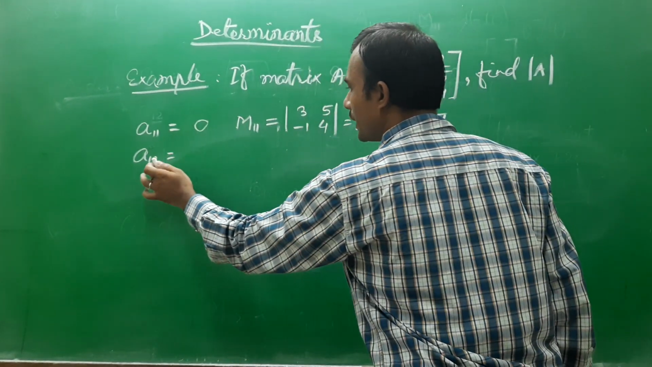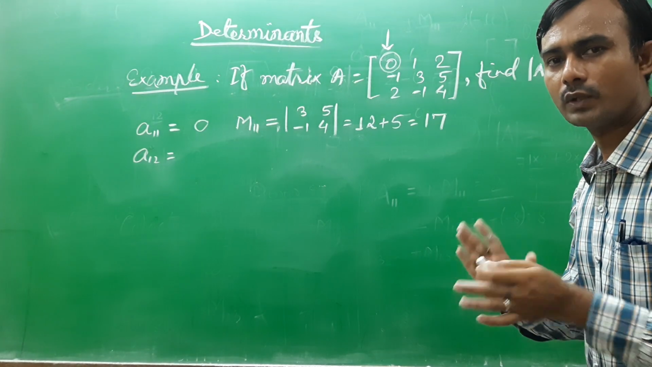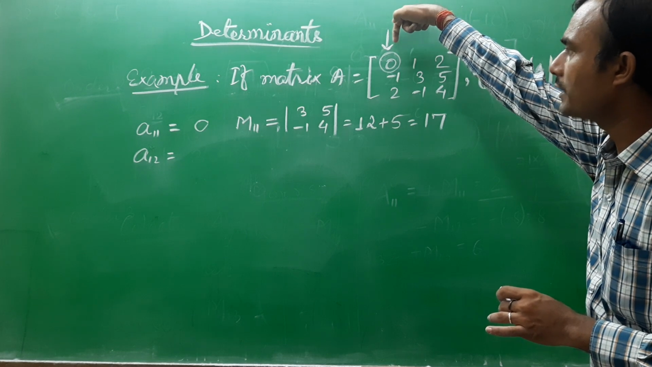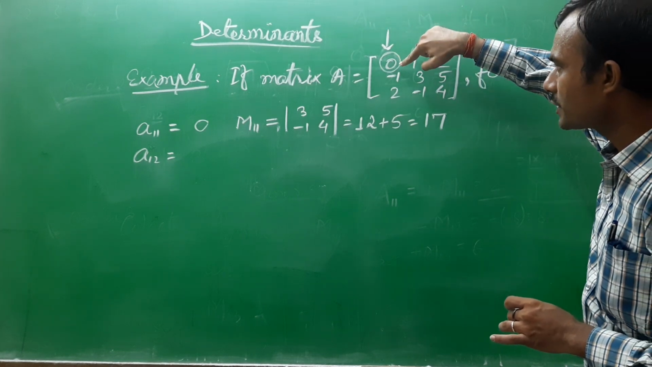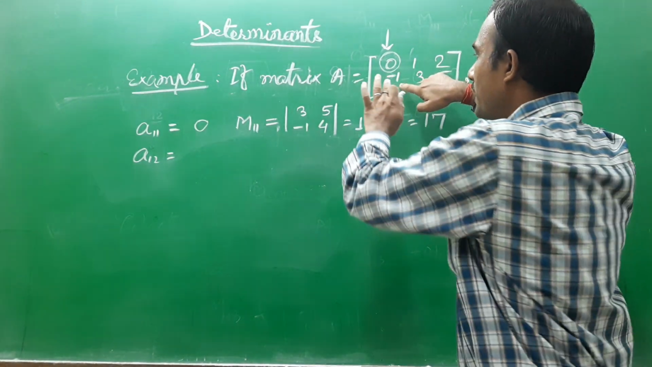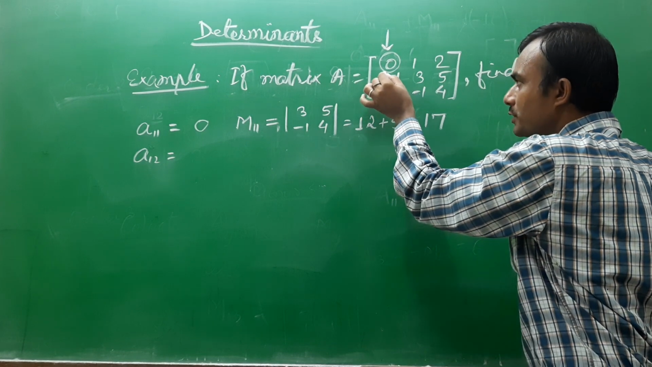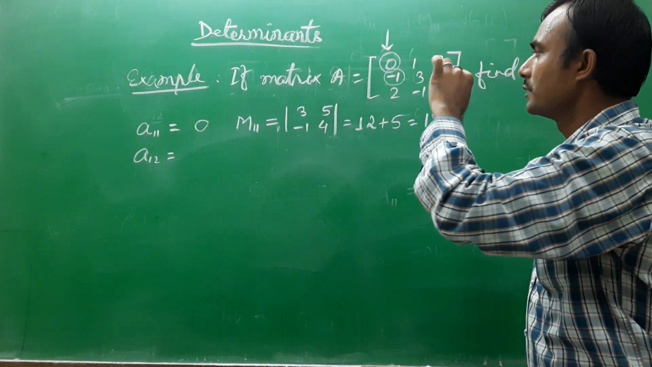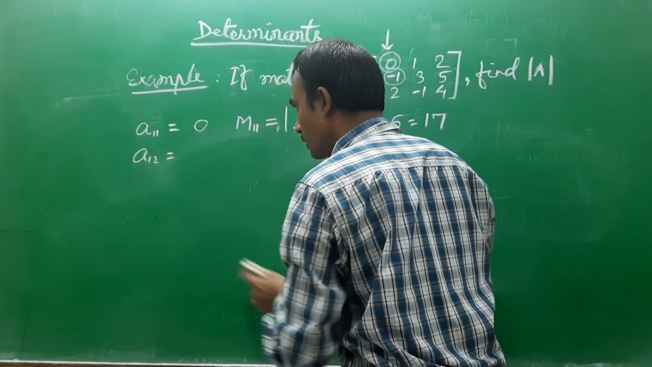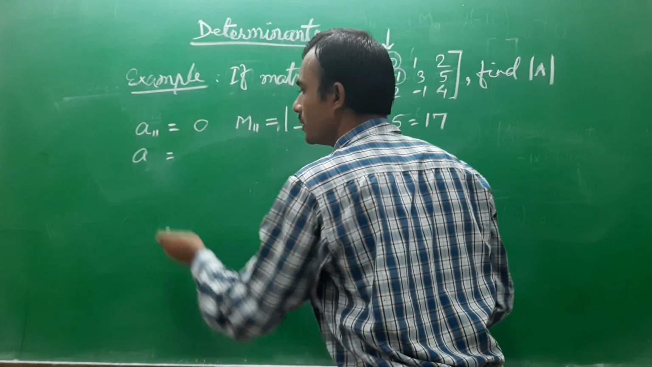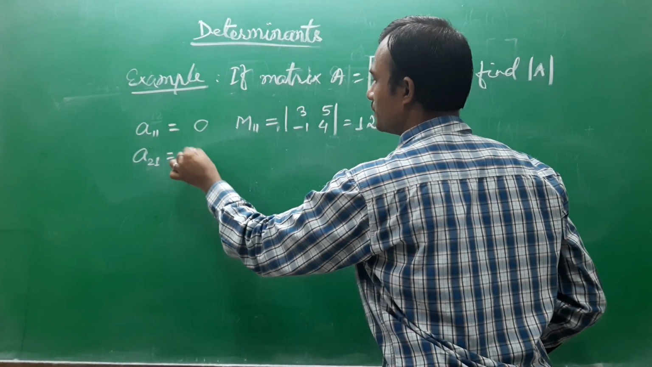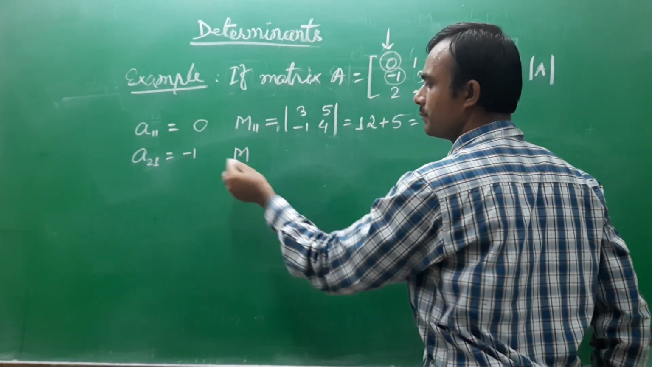Now the second element is A12, is this correct? As we are finding the determinant through column 1, the first element is done, and now the second element is this one, minus 1. What is the position of the second element? Second row and first column. So in place of 1, 2, this will be 2, 1. Second row and first column. It is minus 1. Now find the minor for the same.